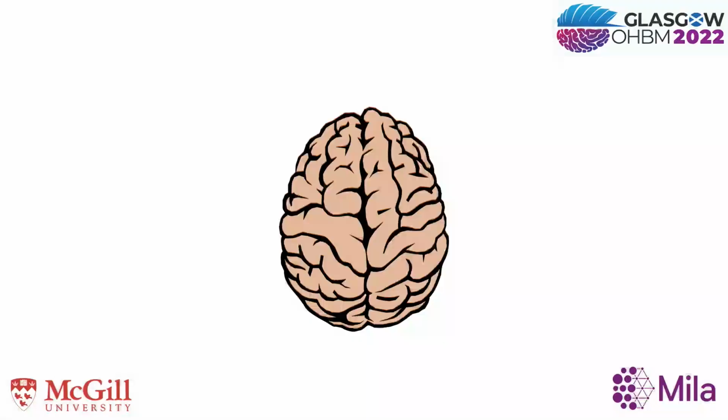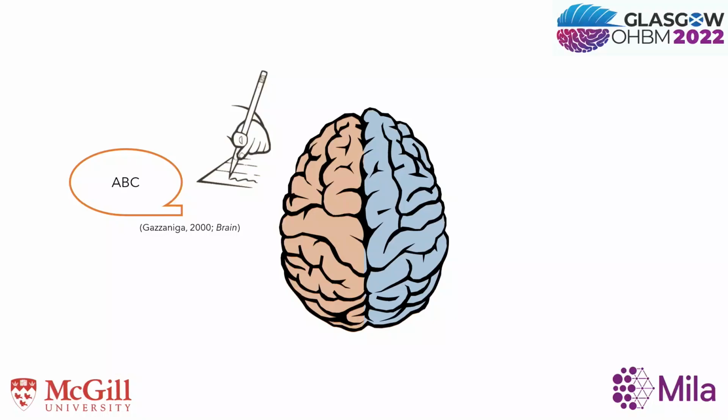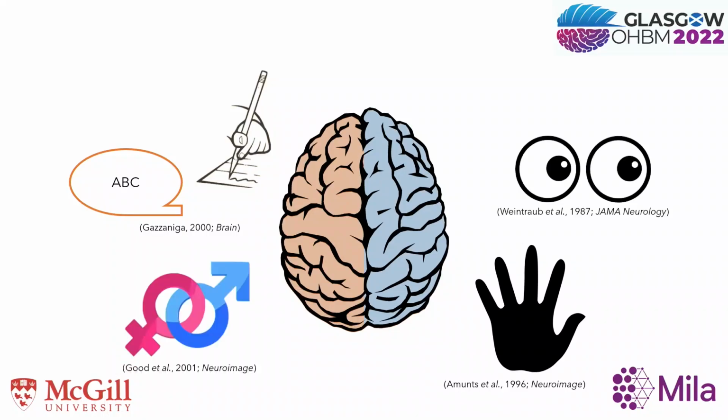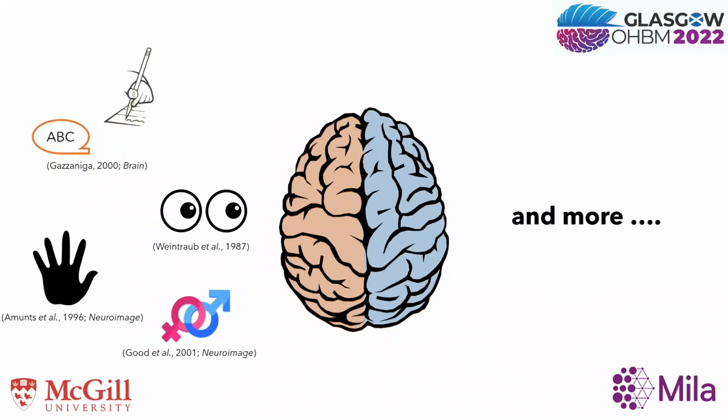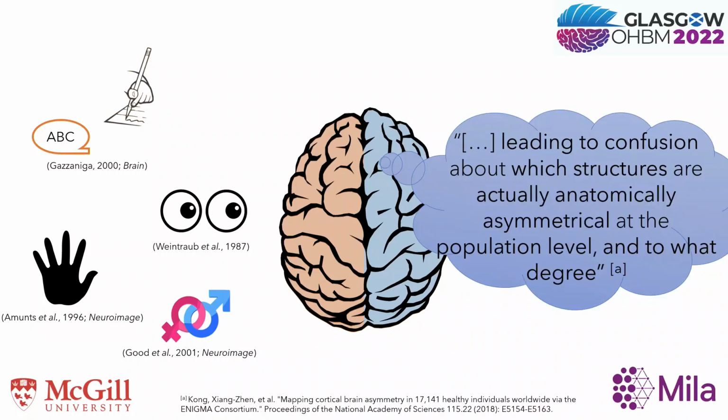Over the decades, functional asymmetry has been linked to both spoken and written language, handedness, sex, visuospatial attention, and more. Yet, despite how relatively well-established functional asymmetries are, even as recently as 2018, it's not clear which anatomical asymmetries arise at the population level, which is what I hope to address today.